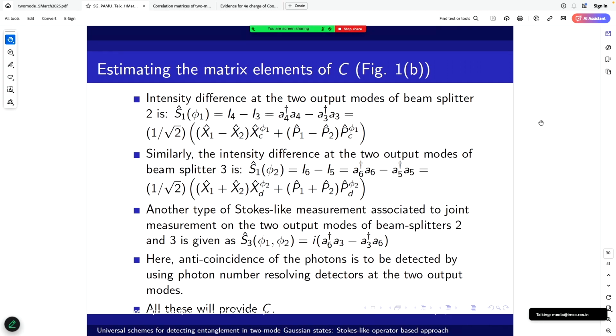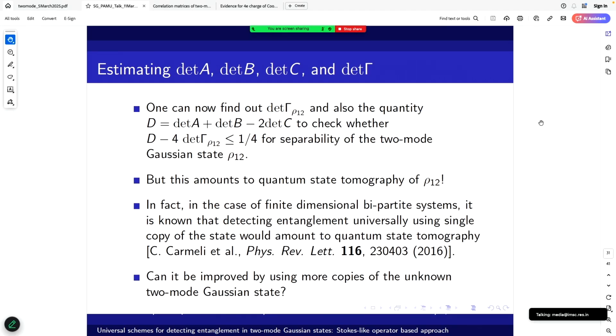So, you will have to do the measurement of the Stokes operator. And what you need to do is to measure the anti-coincidence of the photons detected by using photon number resolving detectors at these two output modes. So, if you do all this, you can figure out the C matrix also, the entries of the C matrix. Here also everything is linear optics, if you assume that your local oscillator is prepared in some specific state. Once you know A, B and C, you know gamma, and therefore you can figure out the determinant of gamma and whether this condition is satisfied or not. So, everything can be done, but there is a problem.